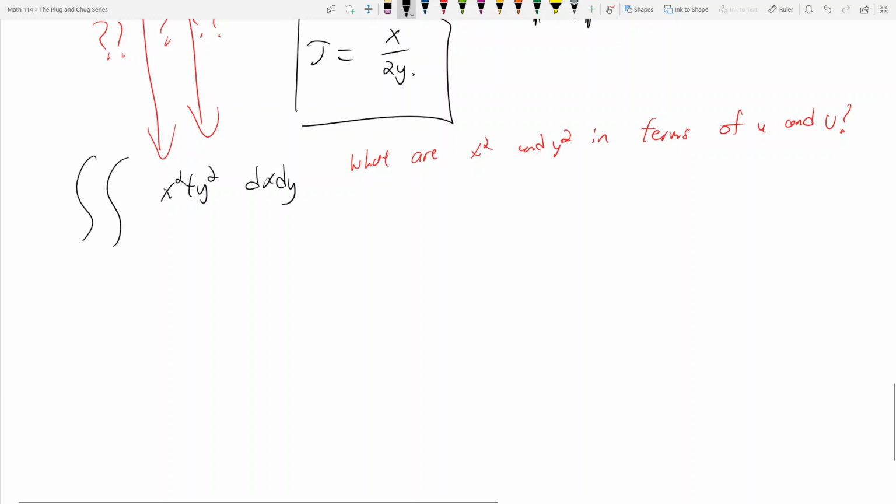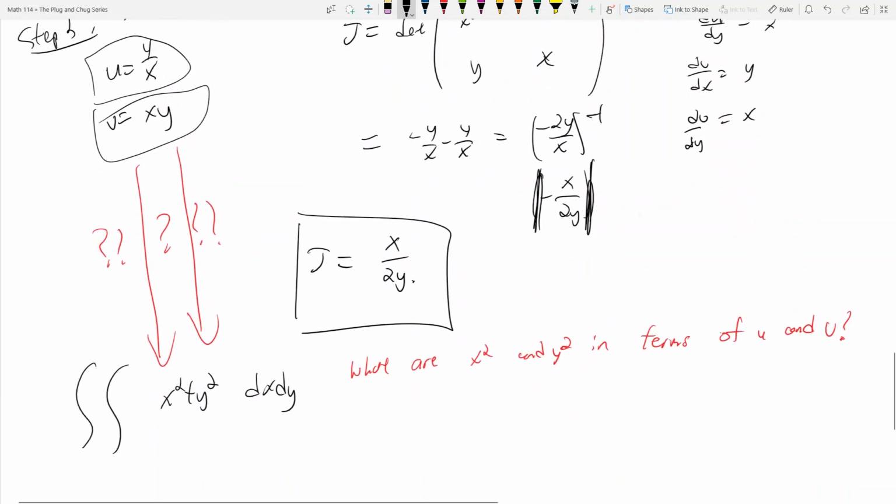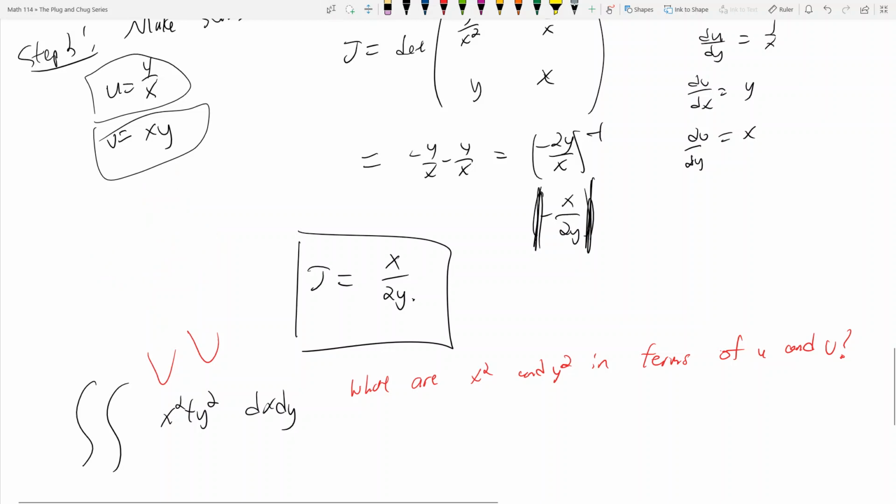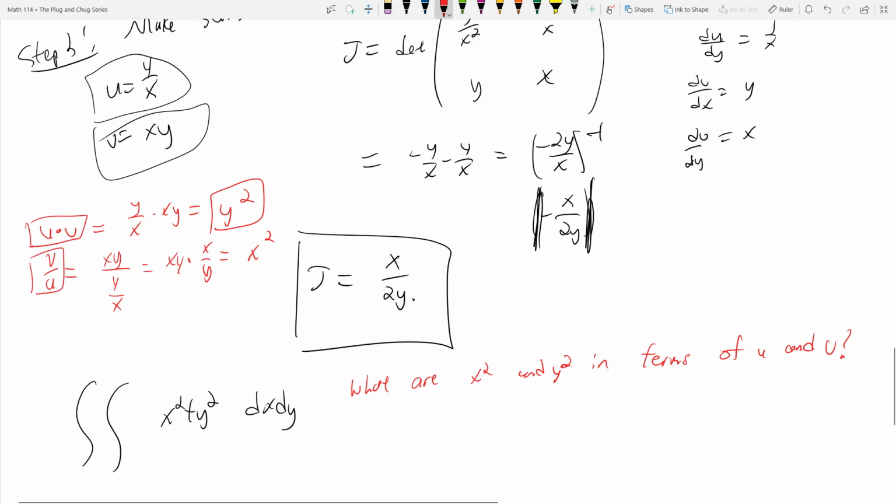What happens when I say, what is u times v? Well, u times v is y over x times xy. Hey, look at that, it's y squared. Now I got to find an x squared, and maybe if I do some dividing I can get one. What if I have v divided by u? Well, that's xy divided by y over x, which is xy times x over y. Hey, look at that, that is x squared. So now we see that y squared is equal to uv, and v over u is equal to x squared.